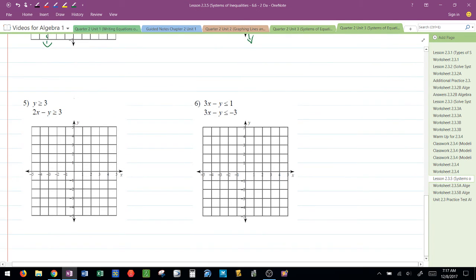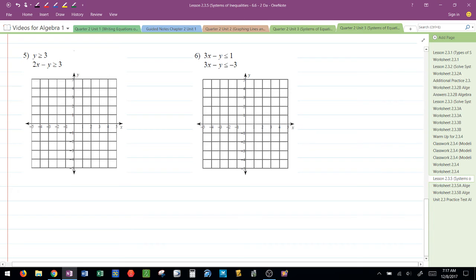So let's try a couple more like that. Got another special case here. So let's go ahead and graph the first one. It says y is greater than or equal to 3. I know that this is a special line. This line is going to be a horizontal line. And there's its graph.